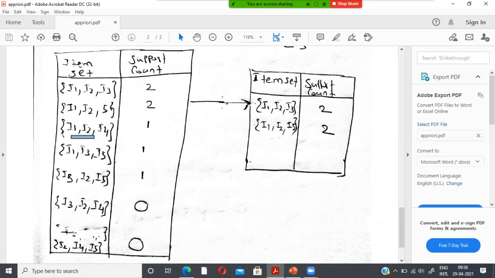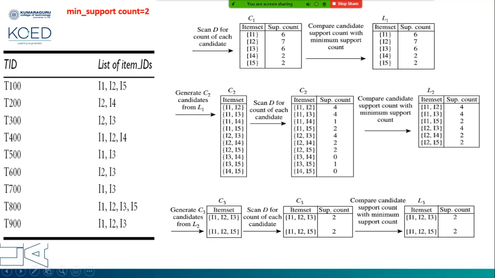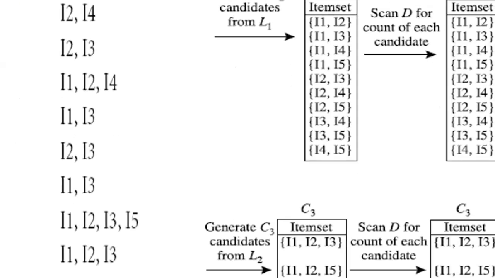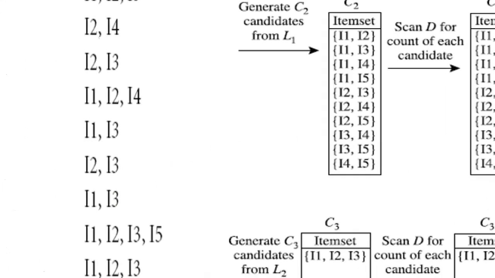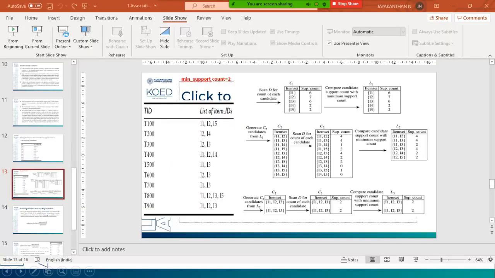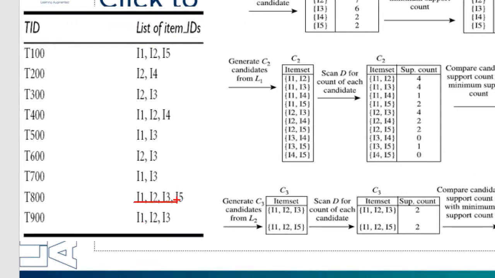What I'm doing now is counting the support count. I1, I2, I3: how many times does it appear in the transaction? I1, I2, I3 appears one time. Then I1, I2 appears 2 times. I1, I2, I5 appears 2 times. Support count equal to 2.